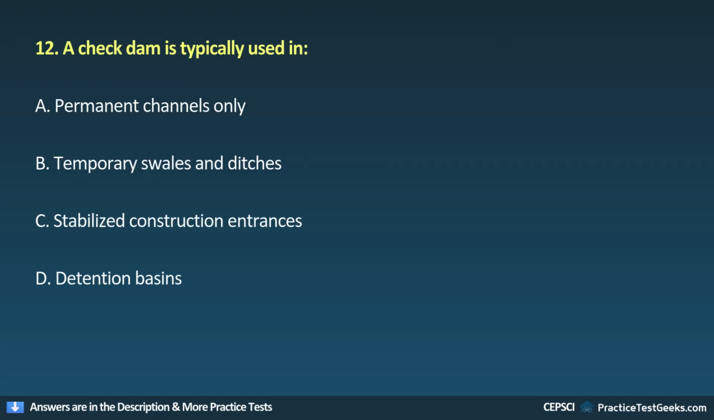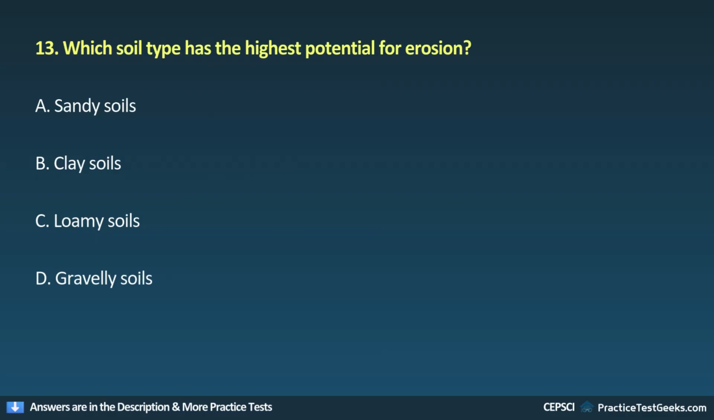12. A check dam is typically used in A. Permanent channels only. B. Temporary swales and ditches. C. Stabilized construction entrances. D. Detention basins.